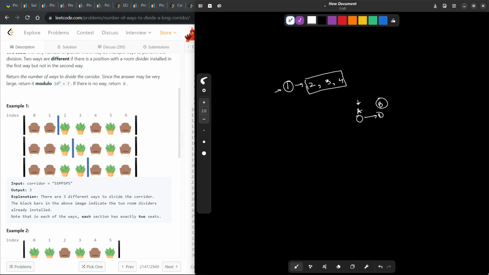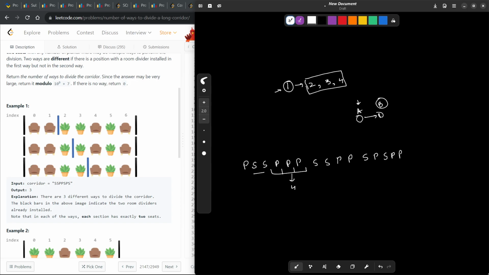So let me just draw the seats. Let's say we have seats and we have some plants, then some seats, then some plants, then some seats, plants, right? That means these are the first 2 seats, so I can place a corridor here, or I can place a corridor here, or here or here, right? So you see there were 4 choices for me to place a corridor after the first 2 seats.